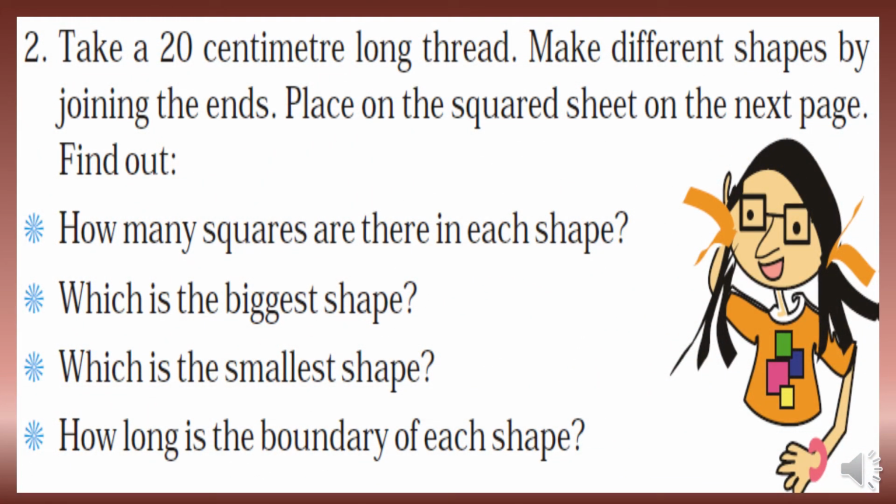Take a 20 centimeter long thread, make different shapes by joining the ends, and place it on the squared sheet on the next page. Find out how many squares are there in each shape, as we did just now. Which is the biggest, which is the smallest shape, how long is the boundary of each shape, right?